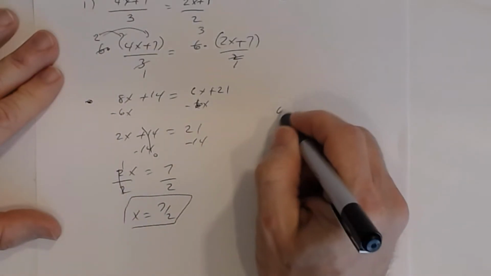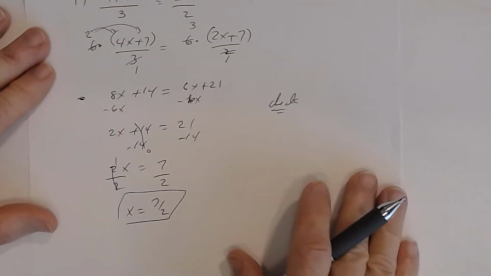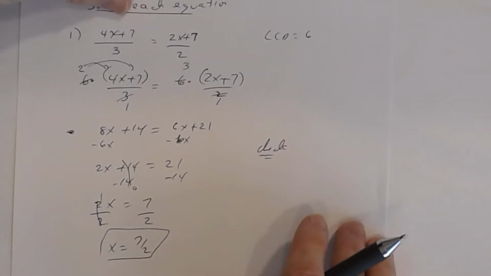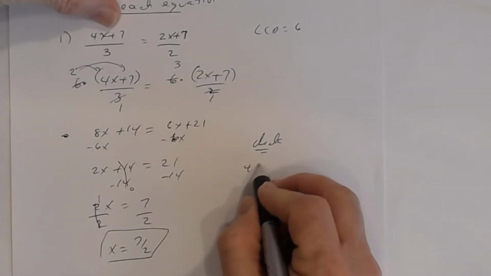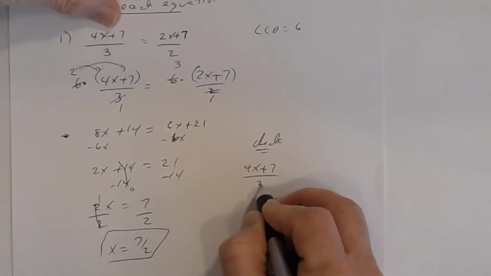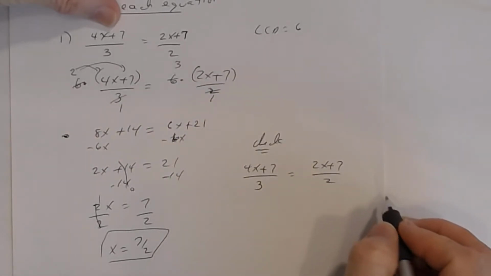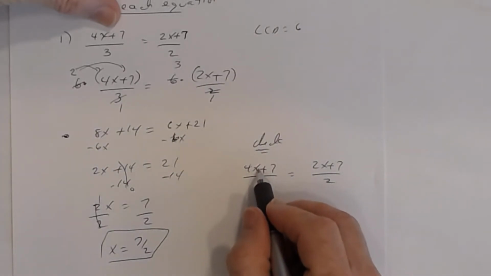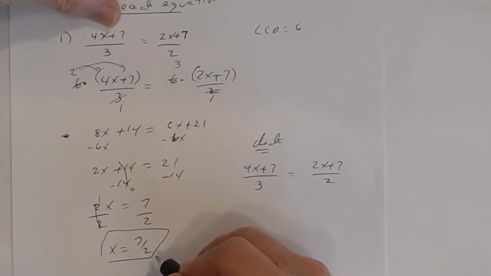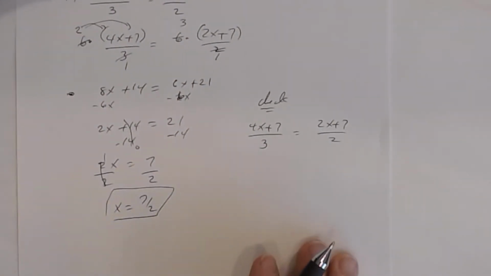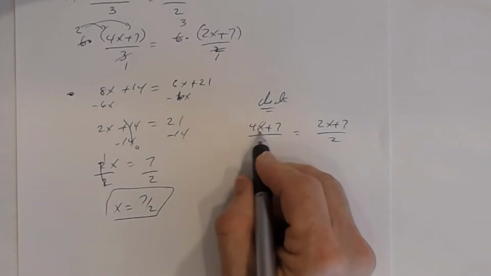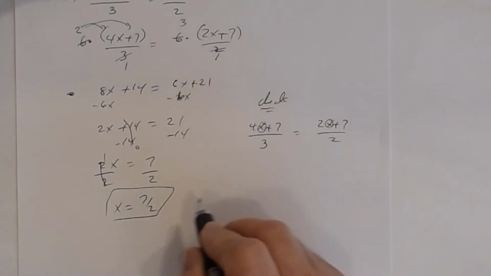But let's go ahead and check it. I want to show you how to check this. So I always go back to the original. So in the original, I have 4x plus 7 divided by 3 equals 2x plus 7 divided by 2. Wherever I see the variable x, I'm going to substitute 7/2. Okay, now watch how simple this is going to be. So I see an x here and I see an x here. So I'm going to substitute the 7/2.